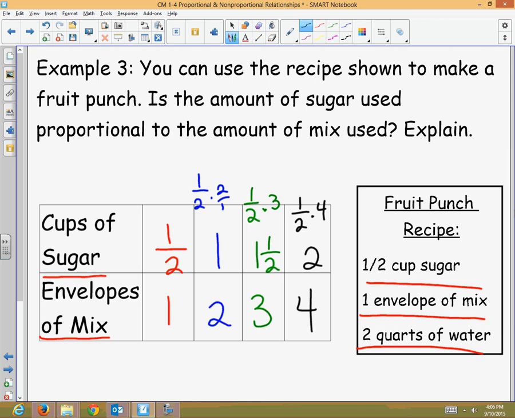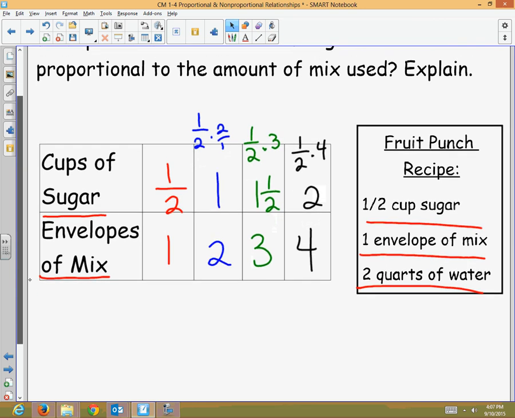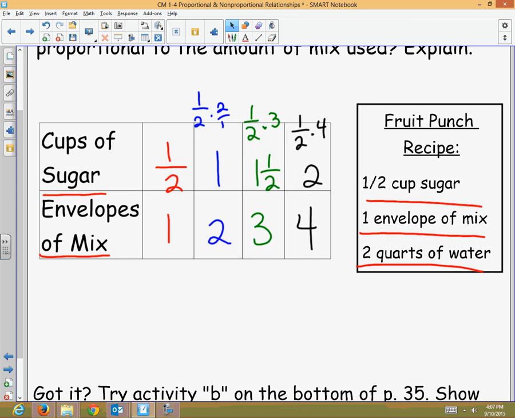You can see a nice pattern developing in our table. The envelopes of mix increase by 1 each time: 1, 2, 3, 4. And the cups of sugar are increasing by 1/2 each time. Since it is increasing by the same amount every single time, it looks like it's proportional. But let's test it. The way to test it is to write it as a fraction.